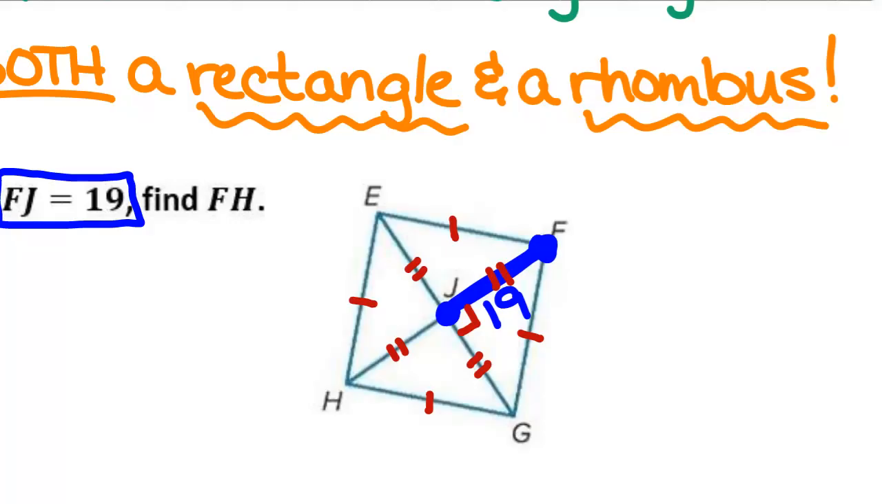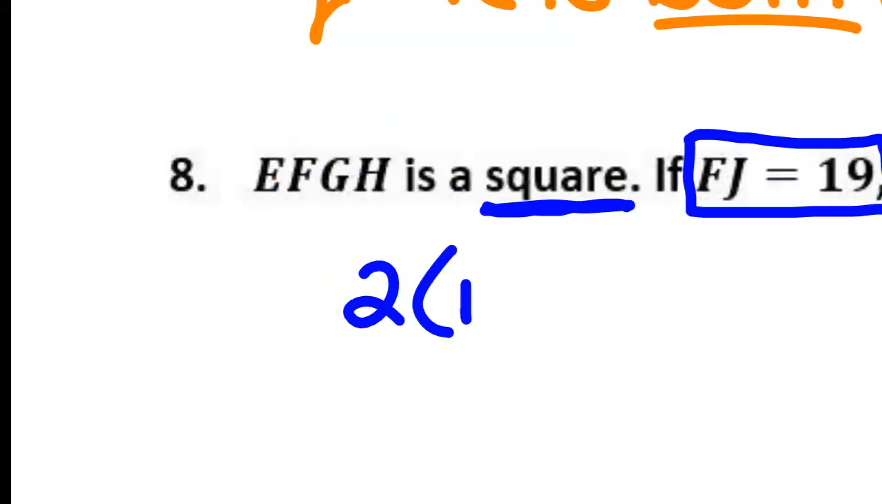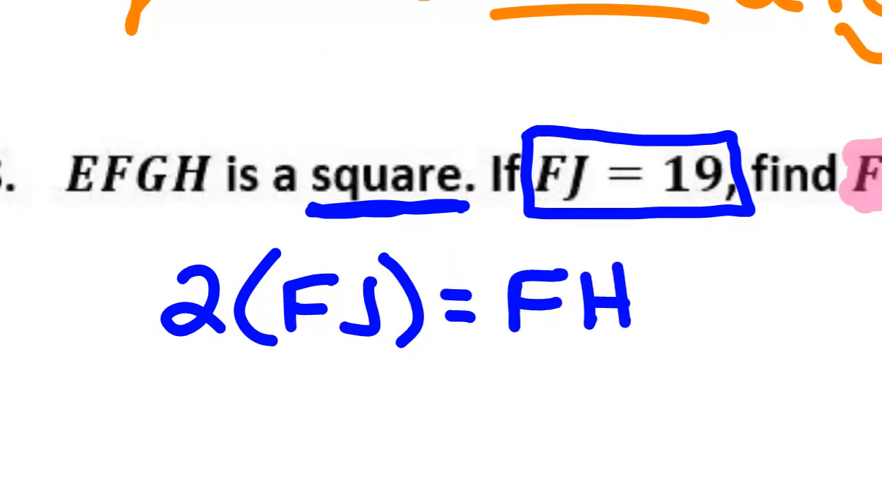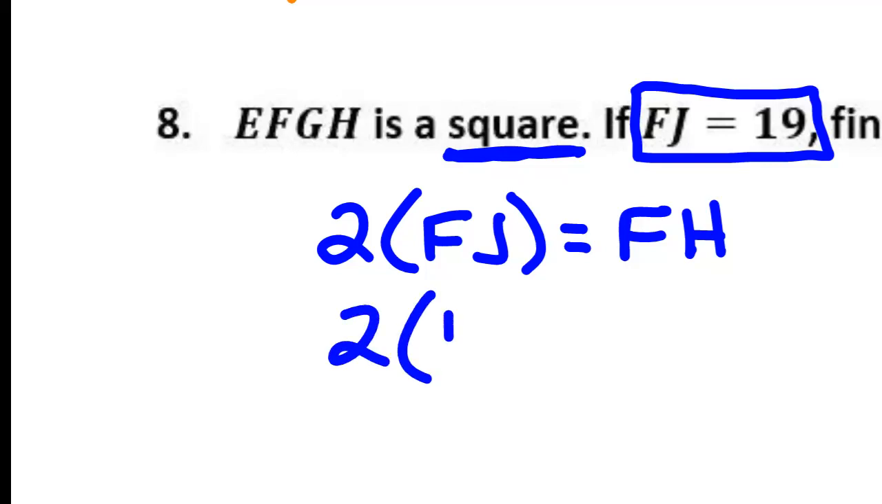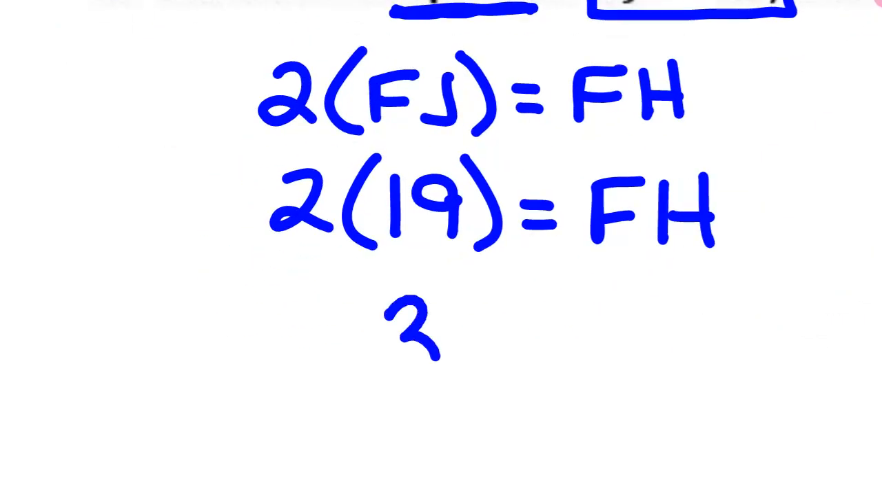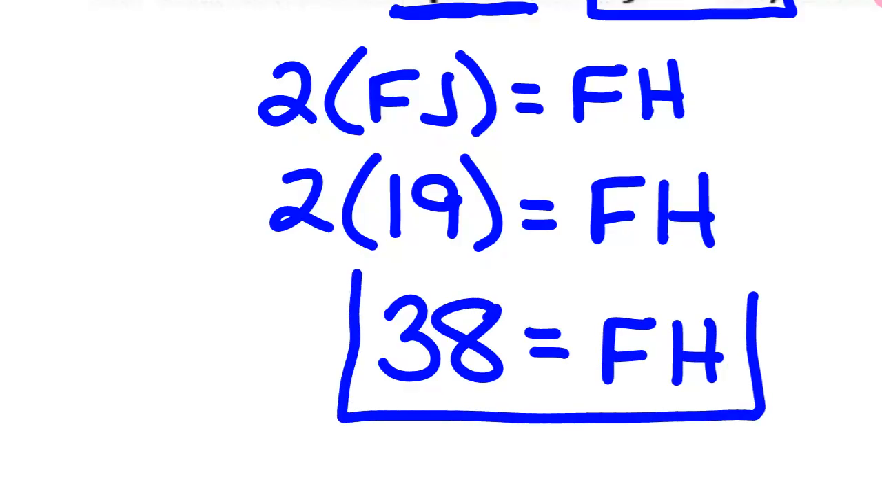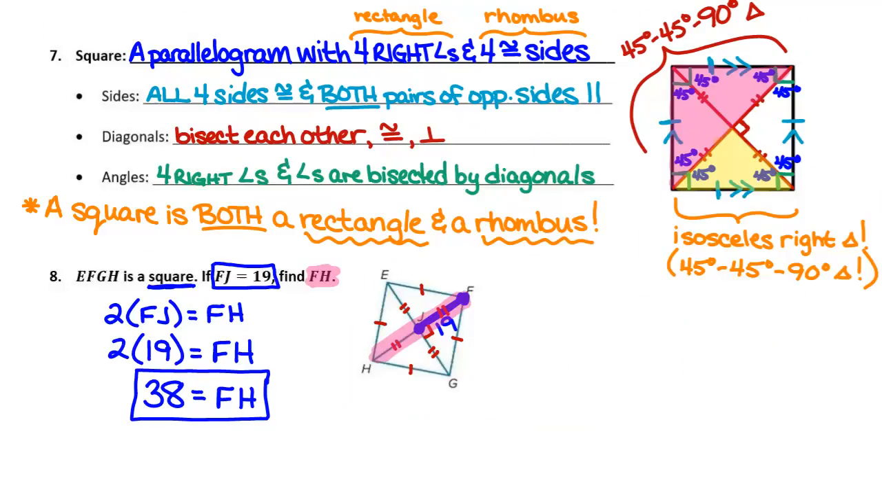Well, if FJ is 19, and I want the length of FH, how many segments the size of FJ fit in FH? 2. 2 times FJ equals FH. How big was FJ? 19. So 2 times 19 equals FH. 38 is equal to FH. Nicely done.